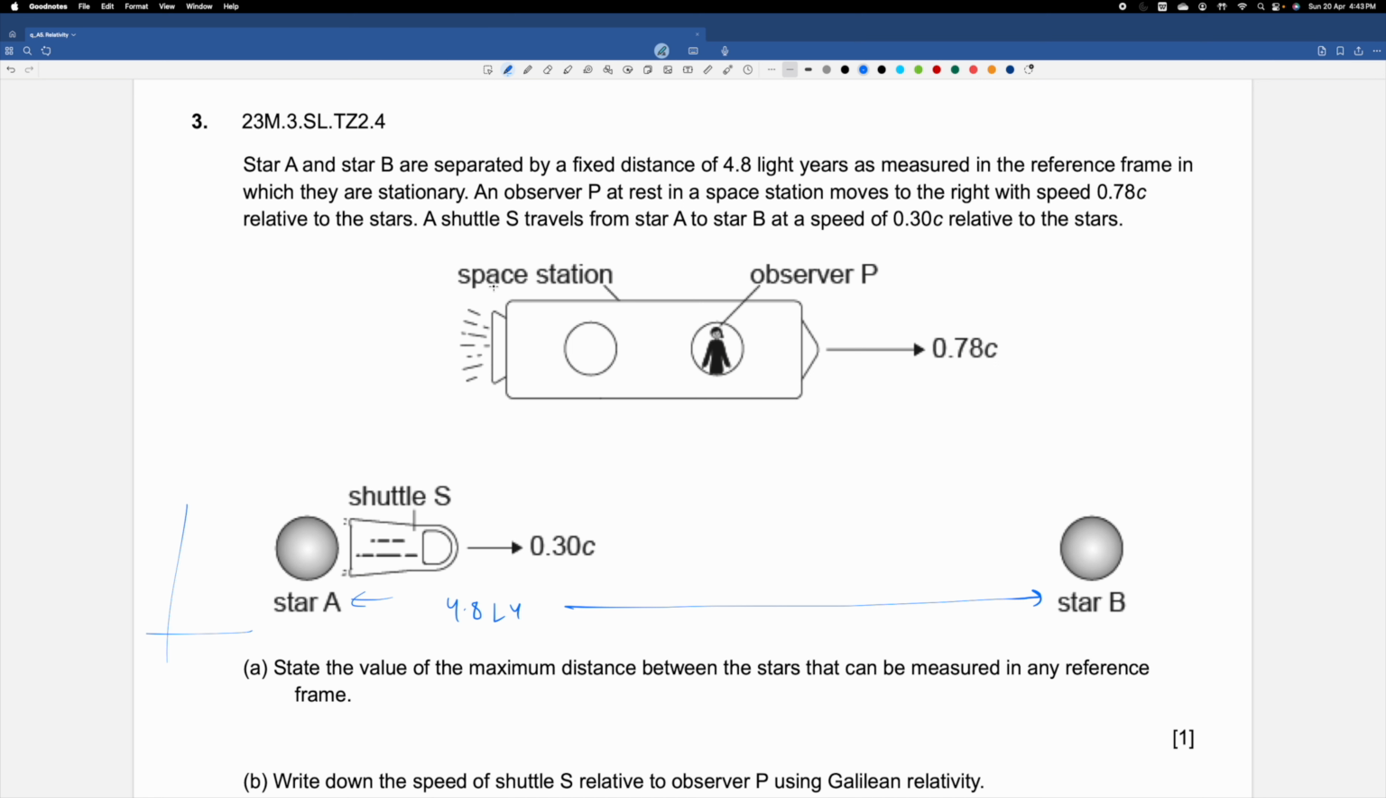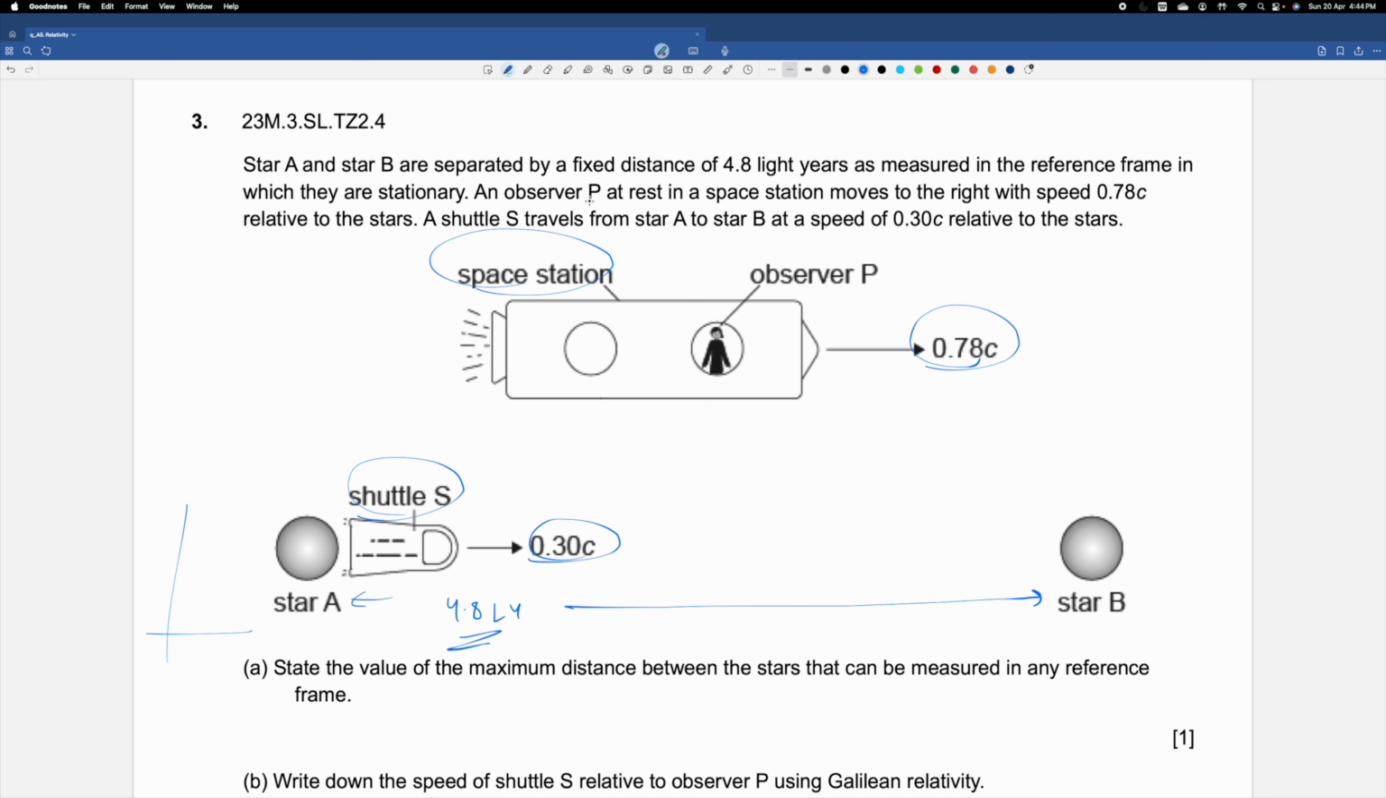For example, in the diagram, you can see the space station is moving with a speed close to the speed of light. The shuttle is also moving very close to the speed of light. That means these two objects will not see the distance between star A and star B as 4.8 light years. They will see slightly less than that. By how much less? By a factor of gamma.